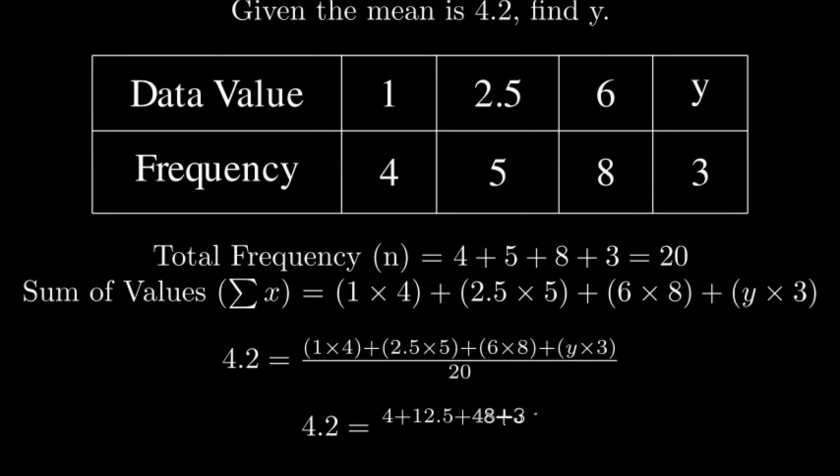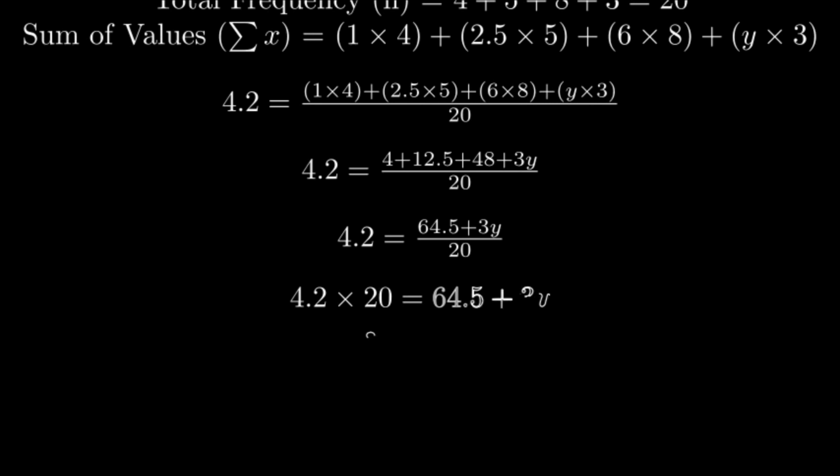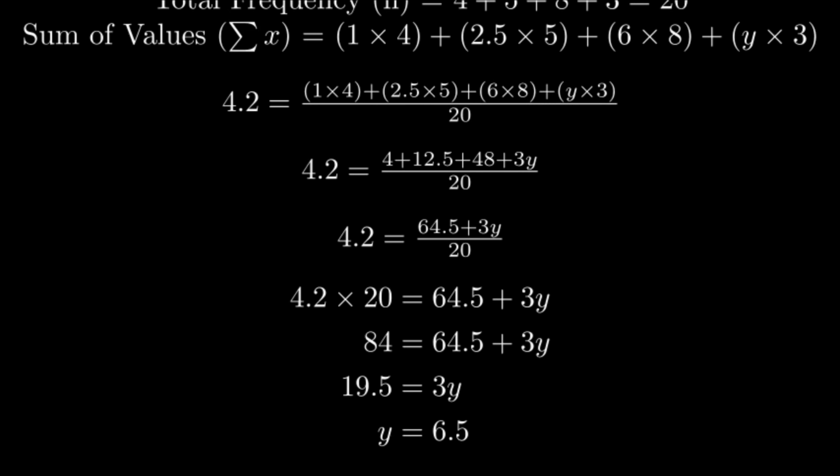Let's simplify the numerator. 1 times 4 is 4. 2.5 times 5 is 12.5, 6 times 8 is 48, and y times 3 is 3y. Adding the known numbers, we get 64.5. So our equation is 4.2 equals 64.5 plus 3y over 20. To solve for y, we multiply both sides by 20, giving 84. Then we subtract 64.5 from 84, which leaves 19.5. Finally, dividing 19.5 by 3, we find that y equals 6.5.